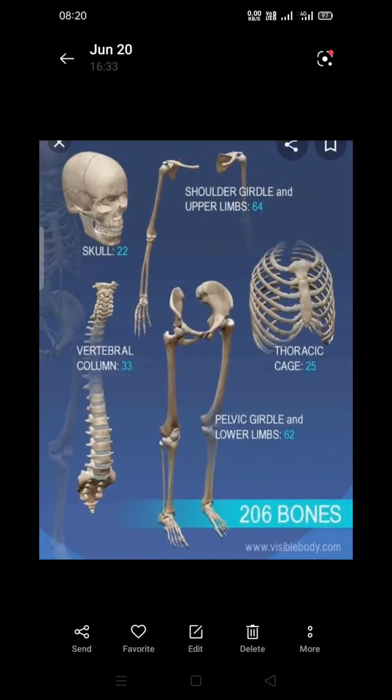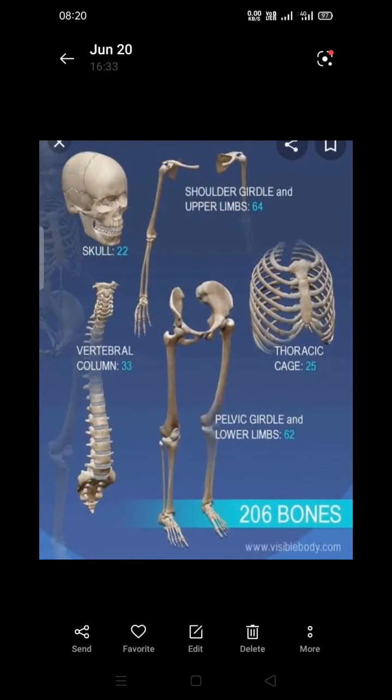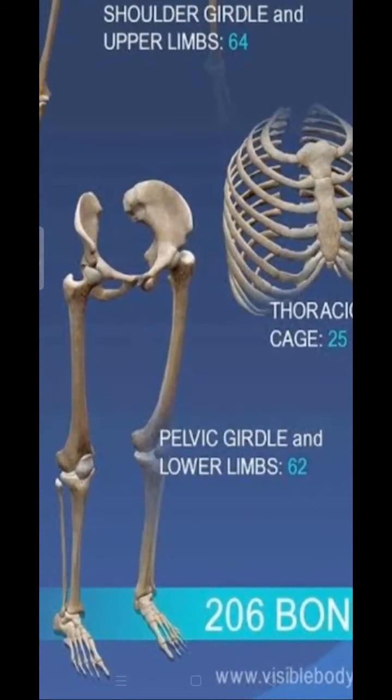Our skeletal system is a framework of bones and joints that protect our soft internal organs. The bones give support, strength and shape to our body. An adult human has 206 bones of different shapes and sizes.